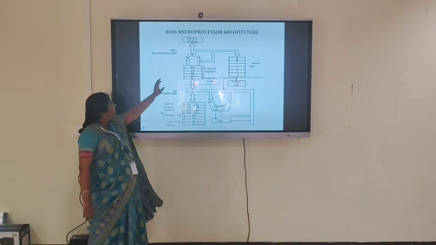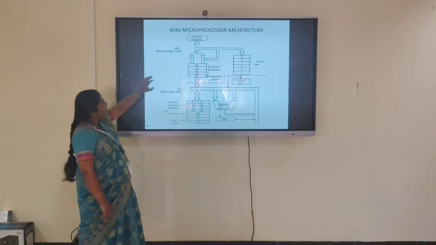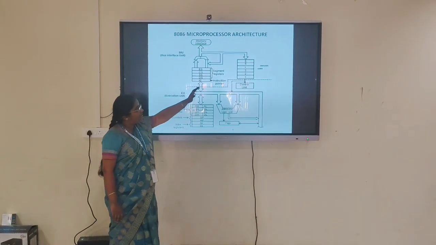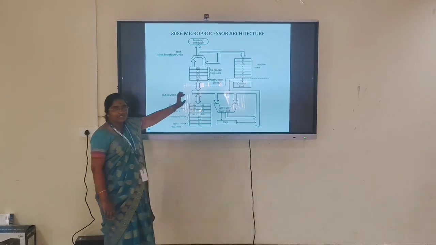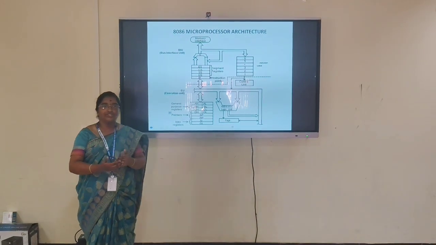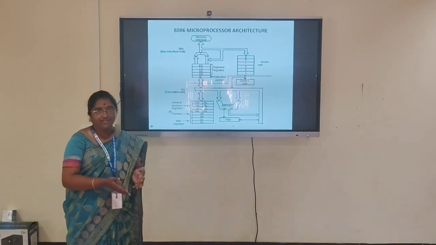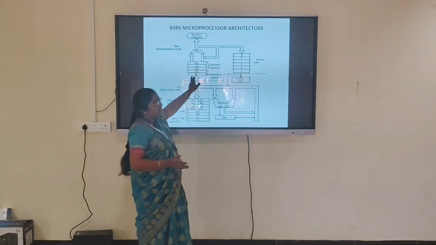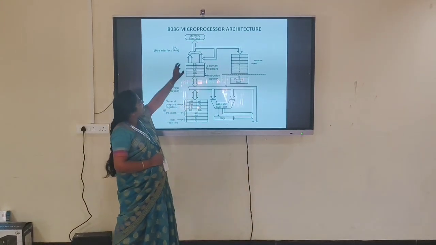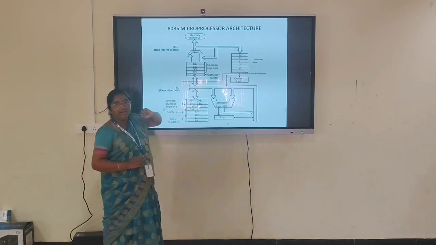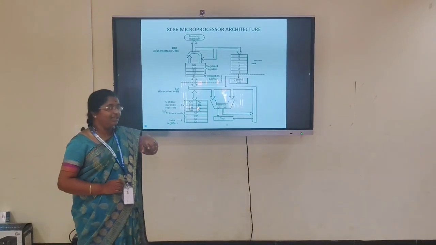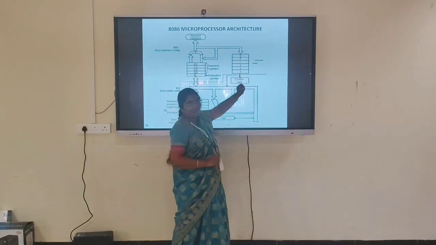Let me discuss the bus interface unit. It consists of the memory segment registers, the instruction queue and the instruction pointer. The instruction pointer denotes the address of the next instruction to be executed. Next, the instruction queue fetches the instruction from the memory and saves it in the instruction queue. Six bytes of data can be stored in the instruction queue.